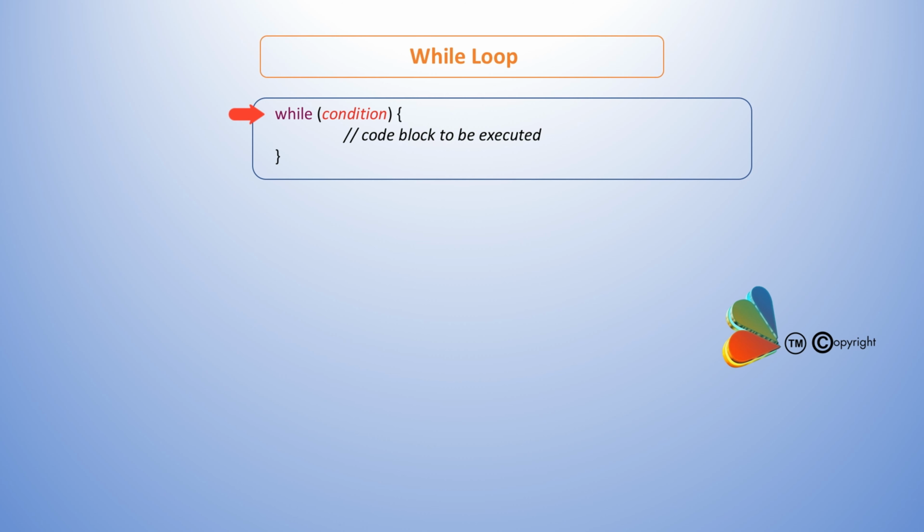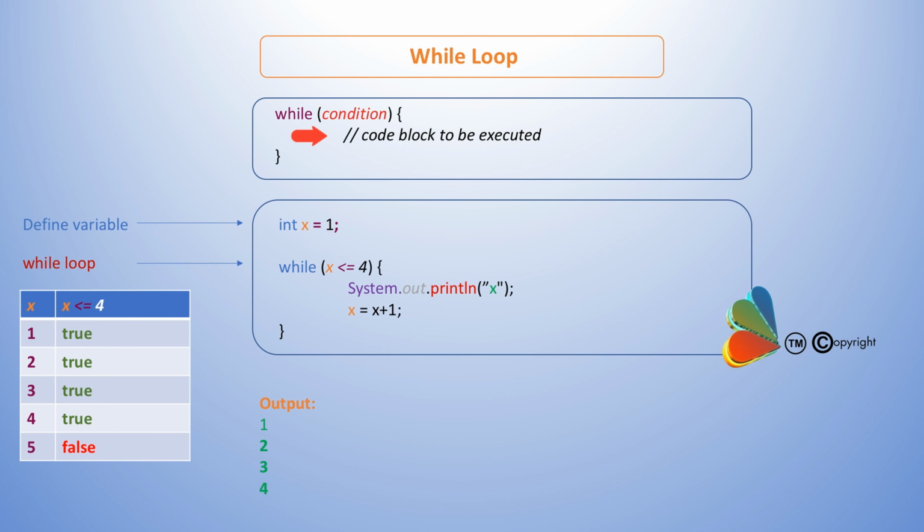While loop. In a while loop, the condition is evaluated first, and if it returns true, then the code block inside the while loop will be executed. If the condition returns false, the control comes out of the loop. In this example, int is the data type, and we assign value x to 1, while x is less than or equal to 4. The code inside the while loop gets executed, then prints the value of x, and increments the value of x by 1.